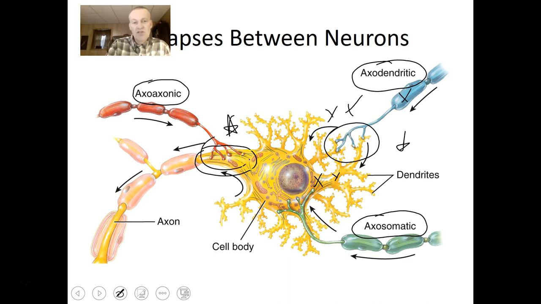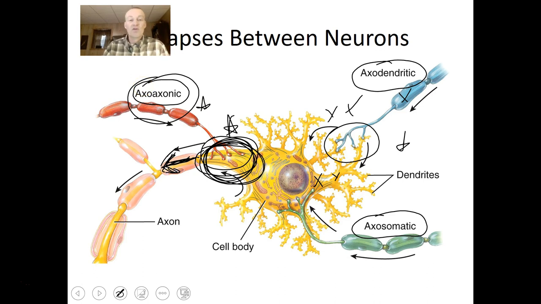But these ones down here that are influencing the axon hillock, these have really great influence because the signal that's going to cause a firing of the action potential is going to be generated here. The greater potential has to occur right here that eventually sends the message to send a full-blown action potential down the axon. So these can exert a little bit greater influence than the axodendritic or axosomatic potentials.